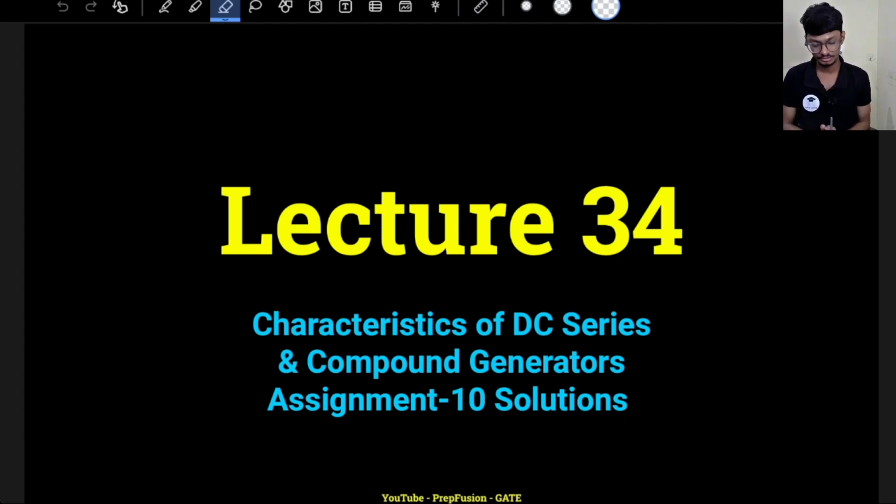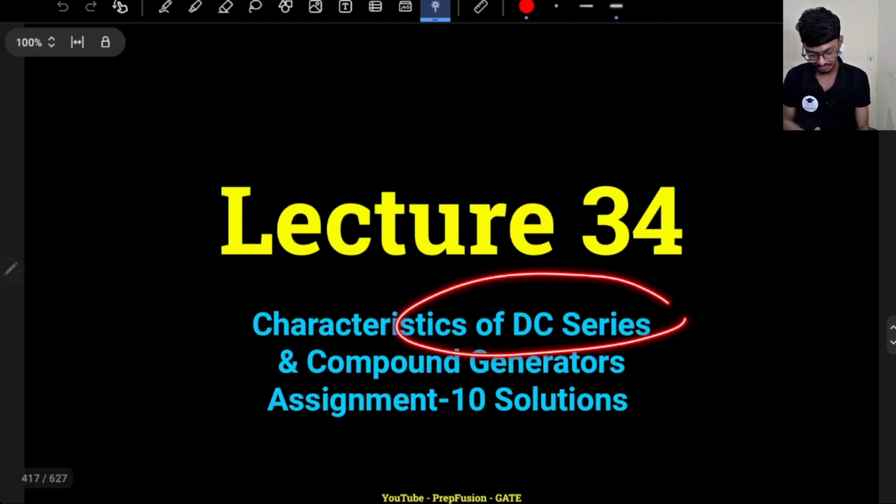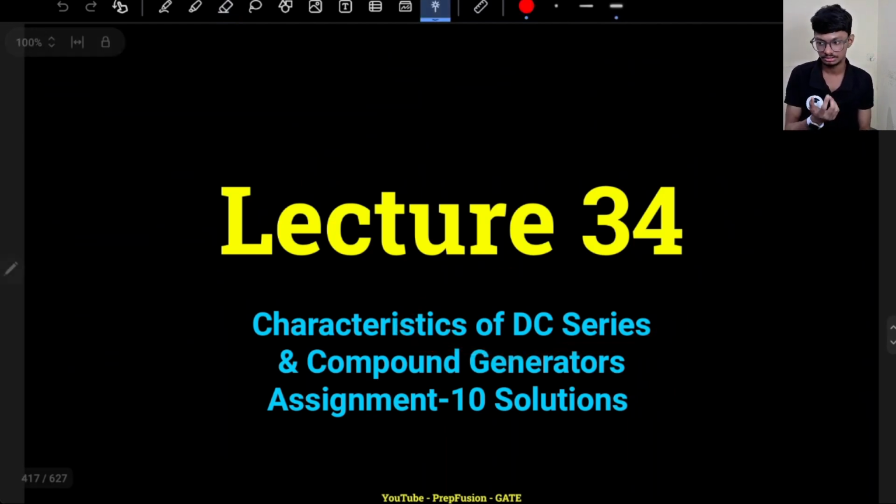I am Anish and today we will start with lecture 34 of our electrical machines subject. So today we will discuss the characteristics of DC series and compound generators. In the previous lecture we had discussed the DC separately excited and the DC shunt generators. Also we will discuss the assignment 10 solutions.